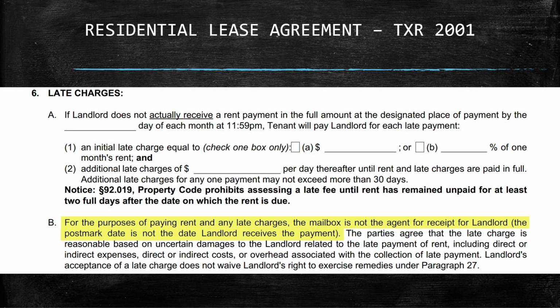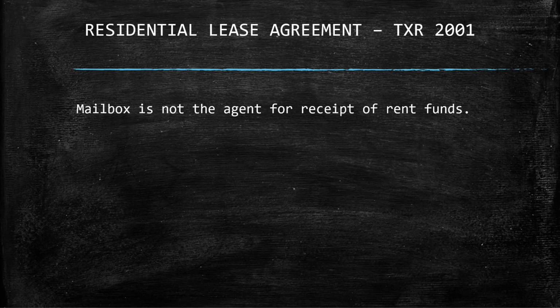6B says, for the purposes of paying rent and any late charges, the mailbox is not the agent for receipt for the landlord. The postmark date is not the day that the landlord receives the payment. And this is an important concept. The mailbox is not the agent for receipt of funds. Just because you mailed a rent payment in as a tenant, that is not the same thing as the landlord receiving the rent payment. And that is the important thing. When does the landlord actually receive the funds? That is when rent is delivered.